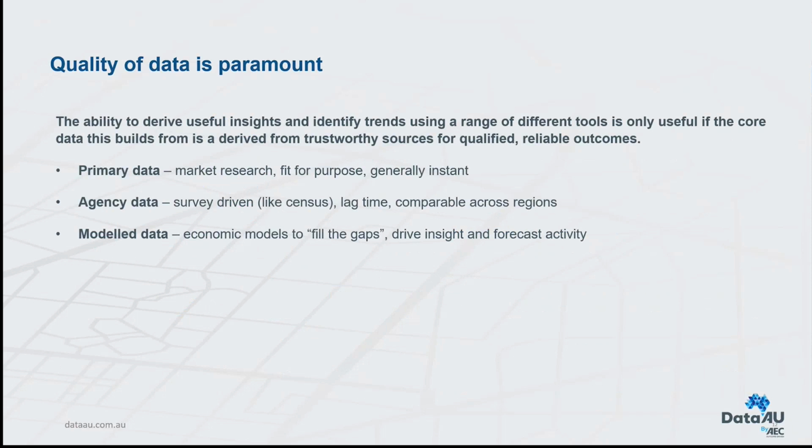So I think the most important thing, and I do mention this in some of the webinars, is the quality of data. As I mentioned before in the core features, the quality is paramount. We include primary data. So AEC Group, as I mentioned, is a firm that has specialists in market research, and we've been doing this for 3 decades. Obviously, data that is fit for purpose and generally instant as well. A lot of the data that we contain is agency data. So that is survey-driven, stuff like census. Obviously, it's something that is comparable across regions.